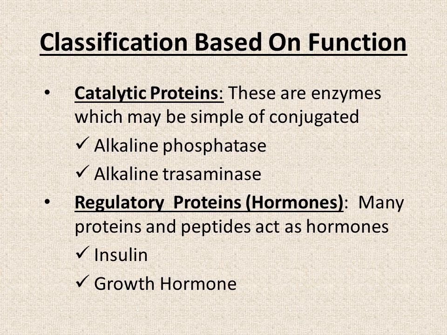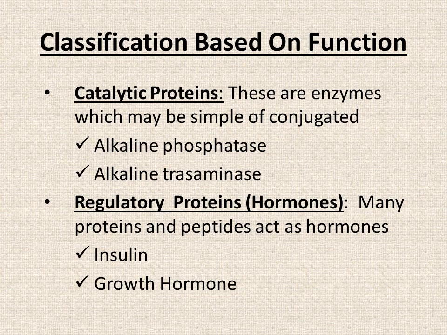And the first category in this classification is that of catalytic proteins, which are also known as enzymes, because there are a number of proteins which catalyze different metabolic processes in our body, and therefore they are known as enzymes. And these enzymes may be simple proteins or they may be conjugated proteins, and you can give any example. I have chosen two enzymes, alkaline phosphatase and alkaline transaminase, but you can give any example of catalytic proteins.